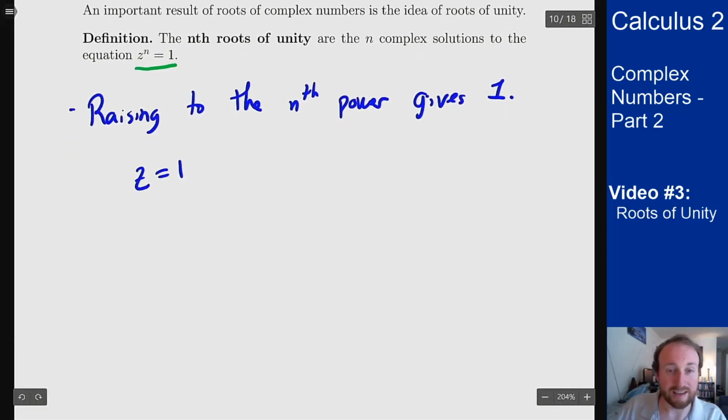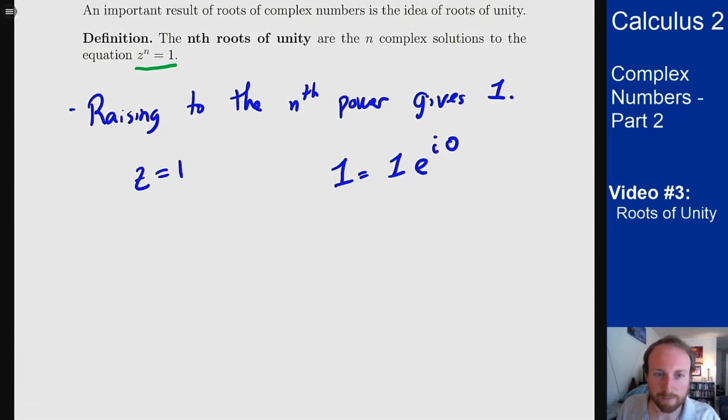Well, when you look at the complex number 1, as a complex number, 1 is 1 times e to the i times 0. So my angle here is 0 because I'm on the positive x-axis, and my radius here is 1. How do I find the nth roots here?